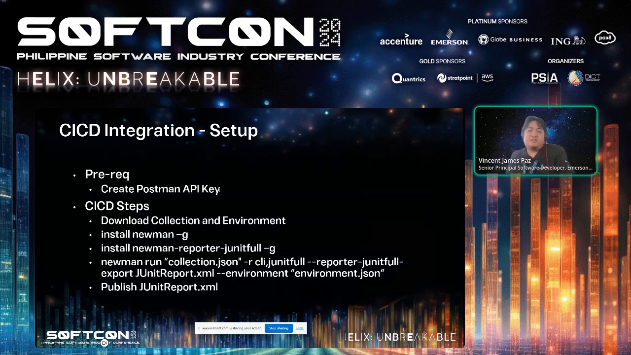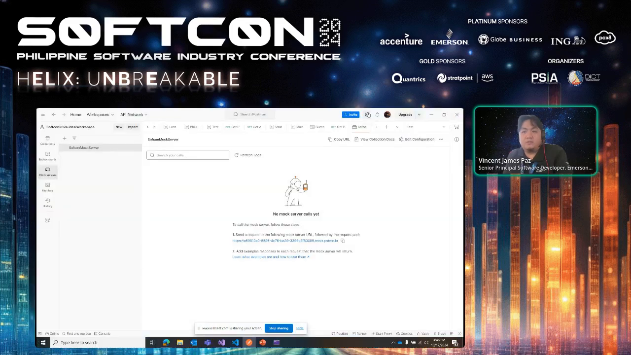Next thing, CI/CD integration. Postman has this Newman CLI. They call it Newman, but this is basically the earlier version of Postman CLI. So we usually use this to integrate with our CI/CD. The only requirement is that you need to create an API key from Postman. From here, there's a page where you can generate a new one, not sure where, but it should be somewhere in the settings.